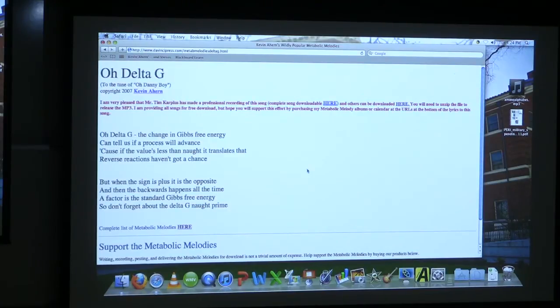O delta G, the change in Gibbs free energy, can tell us if a process will advance. 'Cause if the value's less than naught, it translates that reverse reactions haven't got a chance. But when the sign is plus, it is the opposite. And then the backwards happens all the time. A factor is the standard Gibbs free energy. So don't forget about the delta G naught prime.